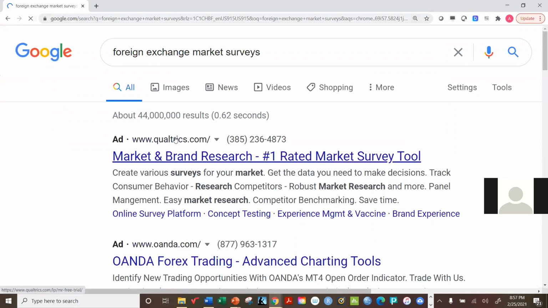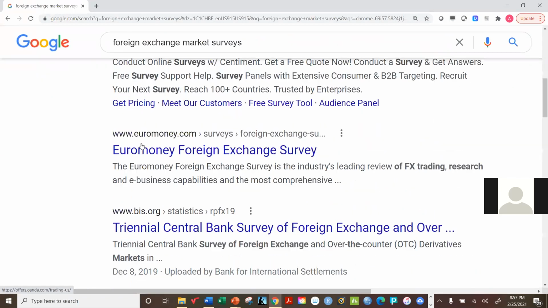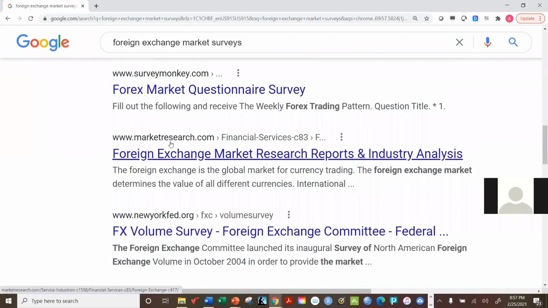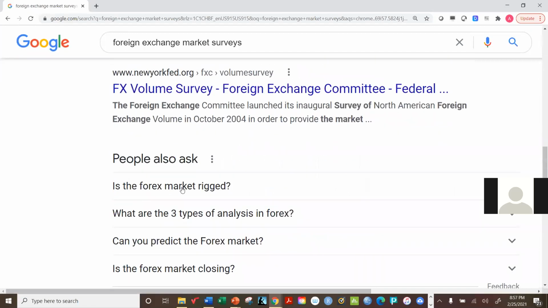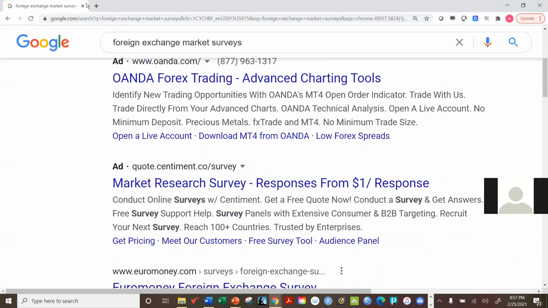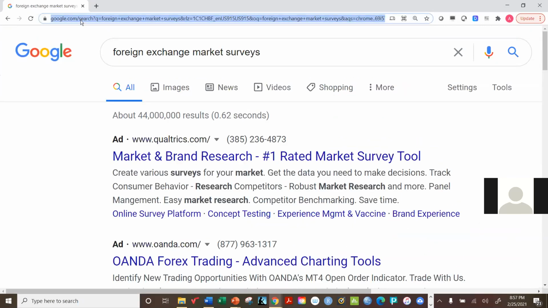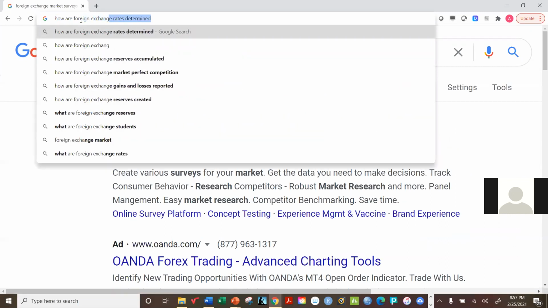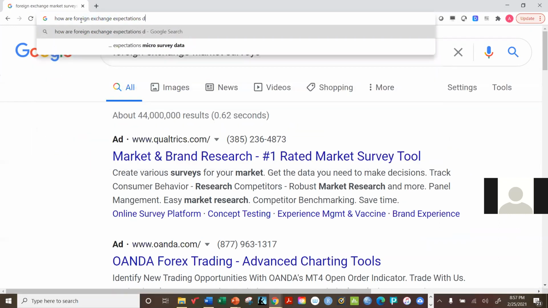And let's see. I'm trying to see if there's any one source. I'll look at these questions. All right, let's write it this way. How are foreign exchange expectations determined?